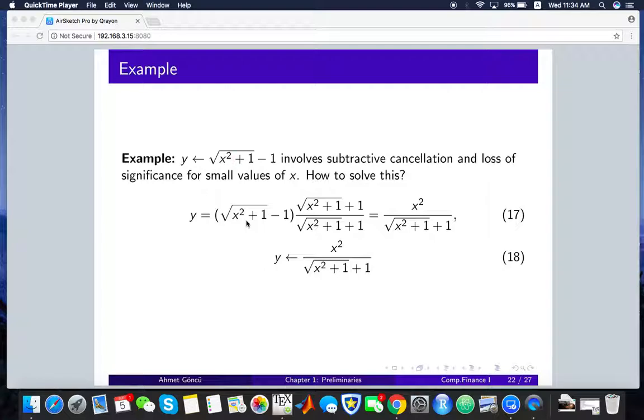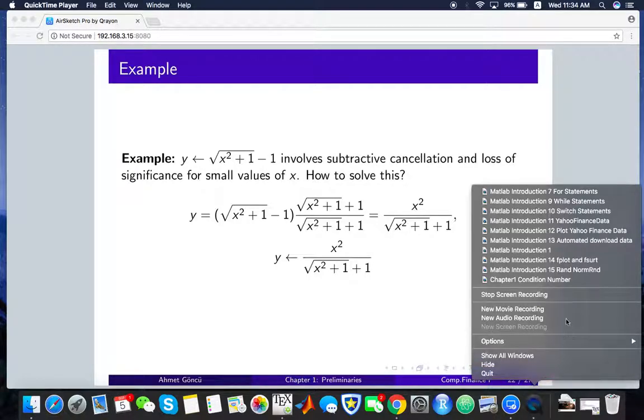Although these two are mathematically equivalent, in computer arithmetic the loss of significance or the rounding errors for these two expressions are not going to be equivalent to each other. So this is something we should pay attention to. Although the mathematical expressions might be the same, the rounding errors are not necessarily the same.